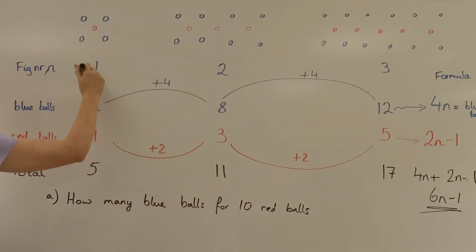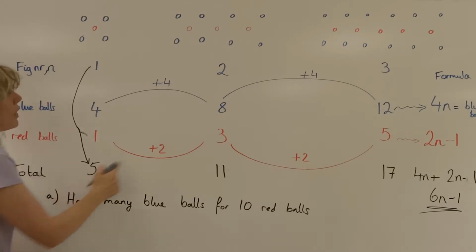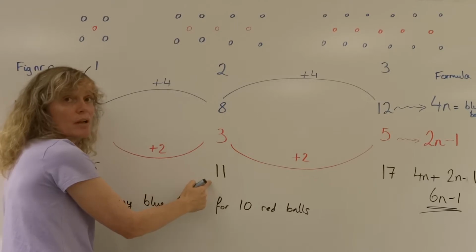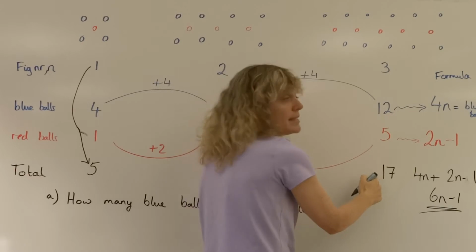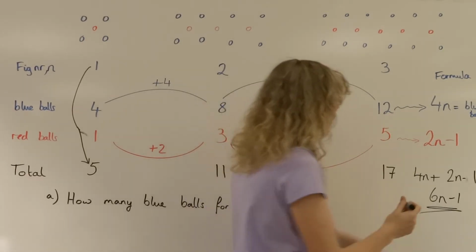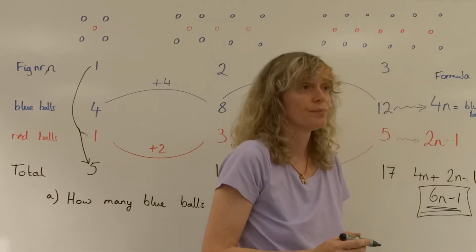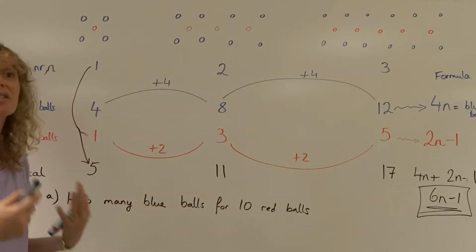What's 1 times 6? Whoops, down here. 1 times 6 is 6, but 6 minus 1 is 5. It works. 2 times 6 is 12, but 12 minus 1 is 11. It works. 3 times 6 is 18, but 18 minus 1 is 17. So the formula for all of the balls is 6n minus 1. Okay? Now we've got all this information, it's very easy to answer the question.